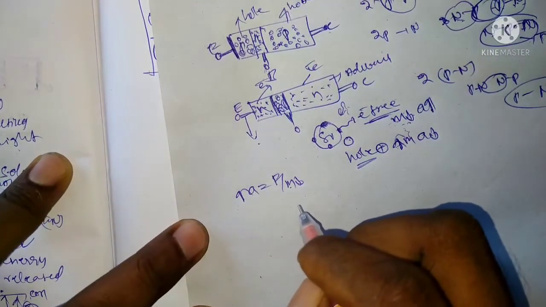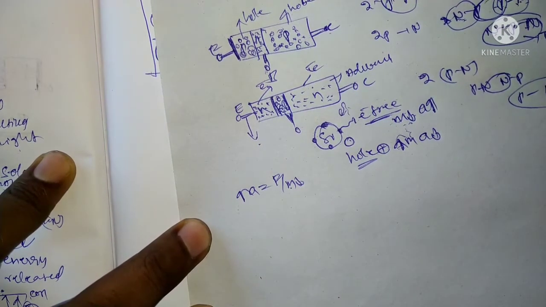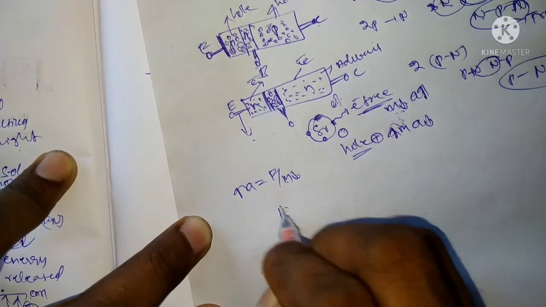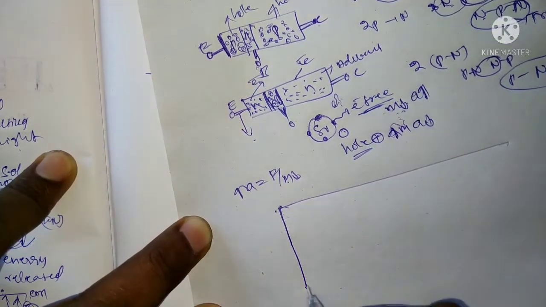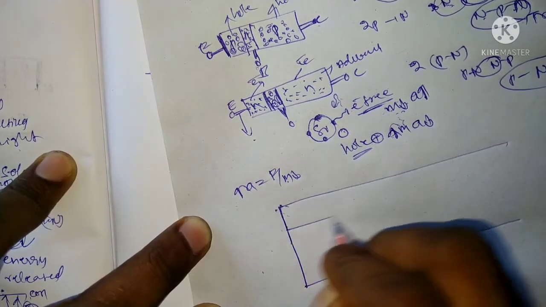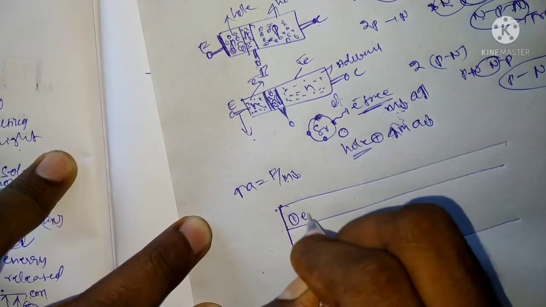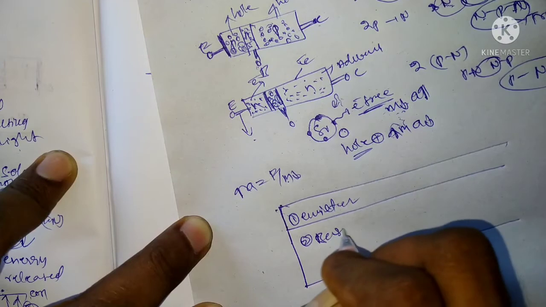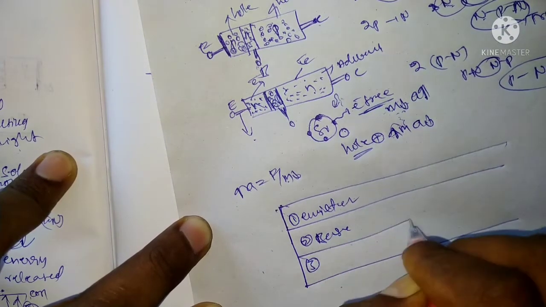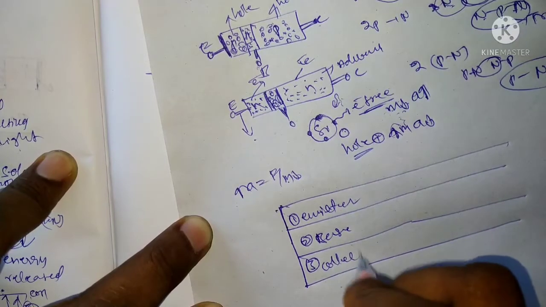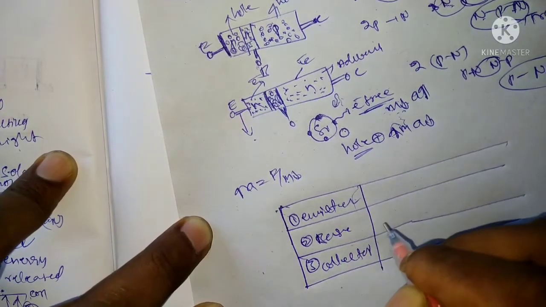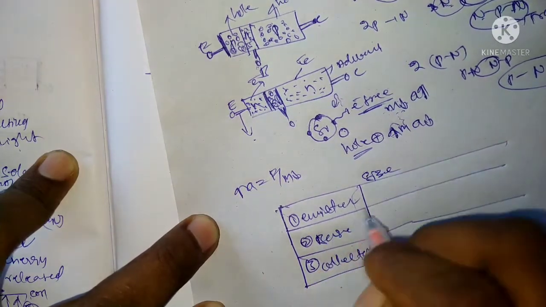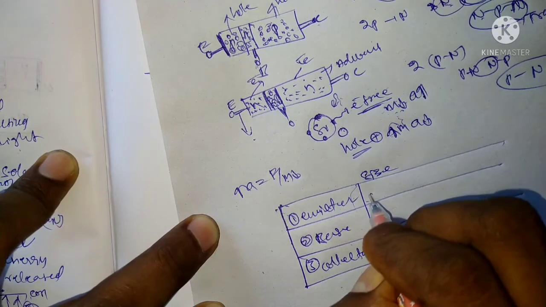Okay, now we discuss what the emitter, the base and the collector are. Now we write down the relation. A transistor has three segments: one is the emitter, the second is the base, and the third is the collector. According to size, the emitter has medium size.